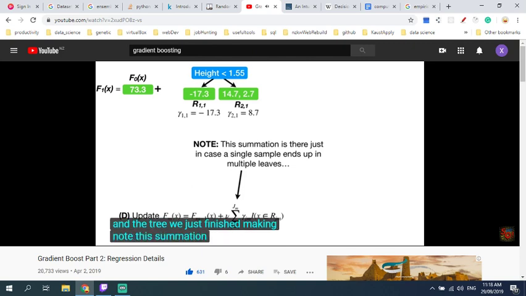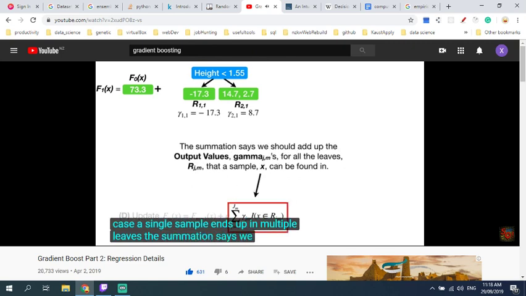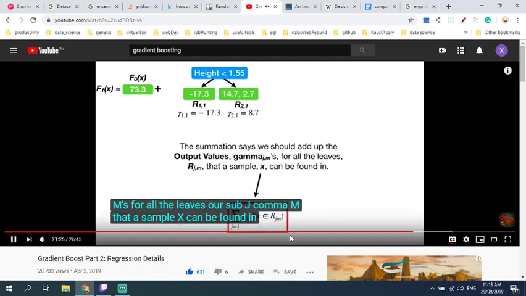Note, this summation is there just in case a single sample ends up in multiple leaves. The summation says we should add up the output values, gamma sub j,m's, for all the leaves, r sub j,m, that a sample, x, can be found in.